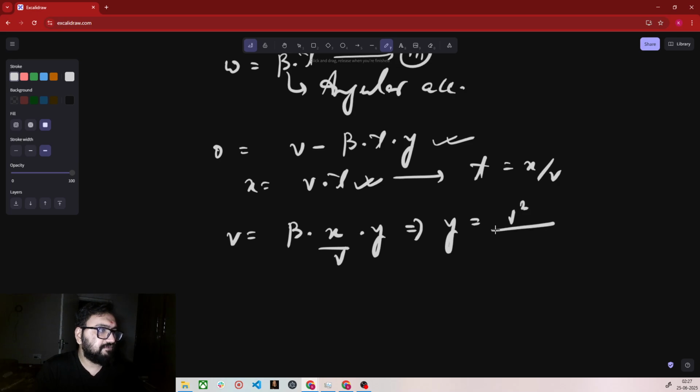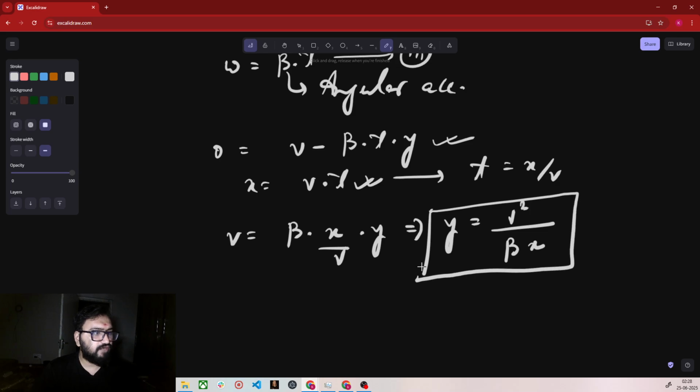v square by, sorry, am I making any mistake? Let me check. No, I think it's fine. y equal to v square divided by beta into x. So this is the expression of y with respect to x for the ICOR. So this was my first case.